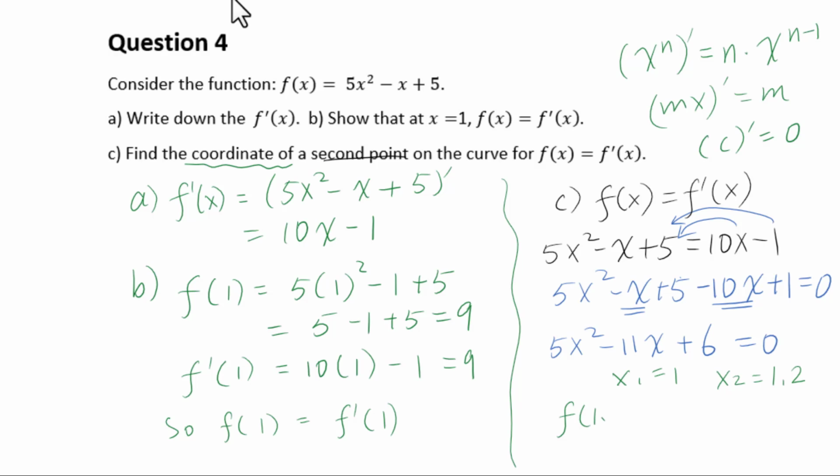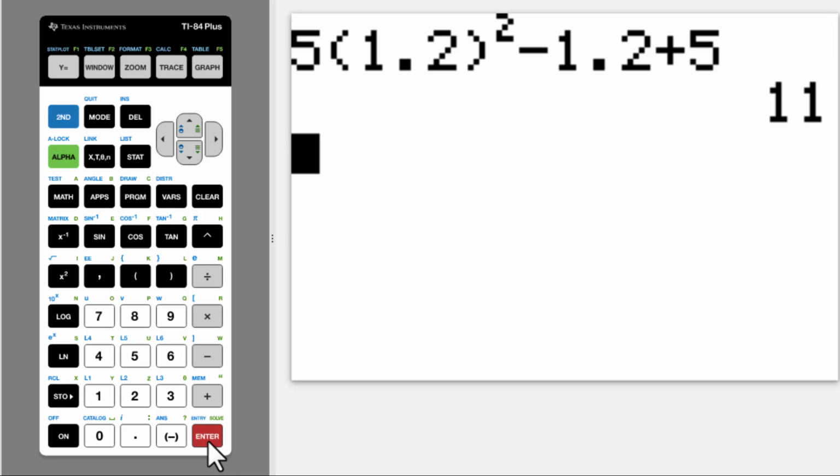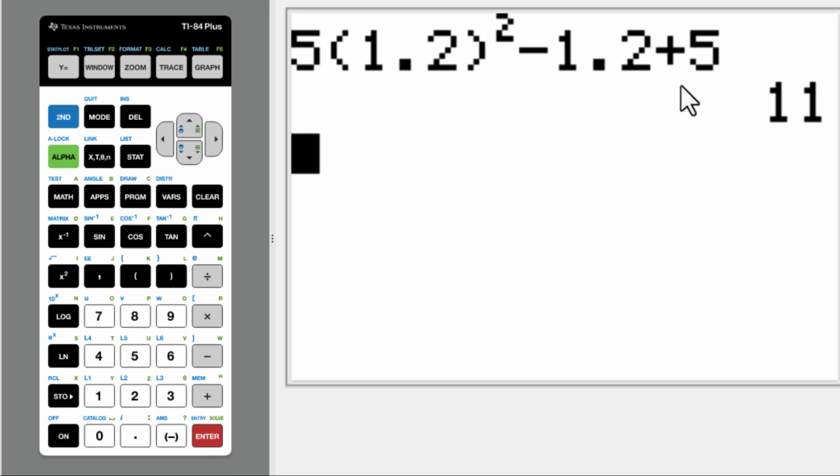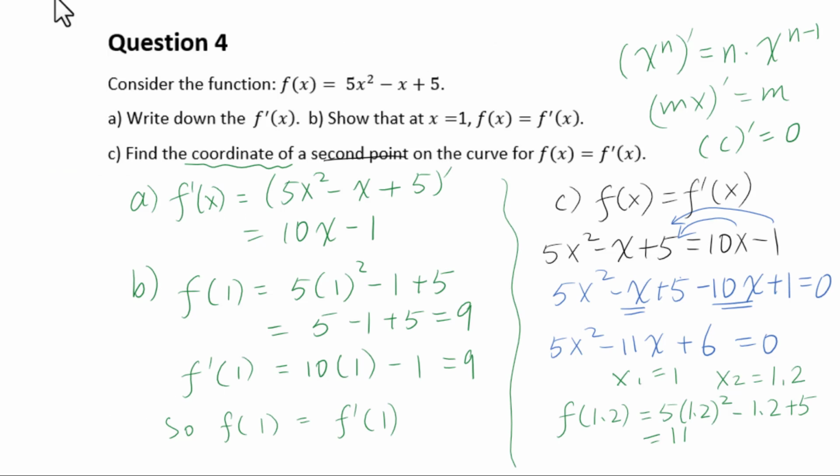f of 1.2 equals 5 times 1.2 squared minus 1.2 plus 5. Enter. The y coordinate is 11. So the coordinates of the second point will be (1.2, 11).